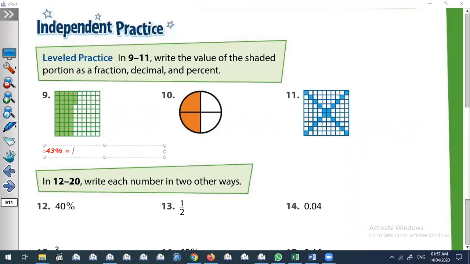Equals. Now you can change the percent into a decimal. It will be like that, 0.43, because I already have two digits. What about the fraction? The fraction is like that.